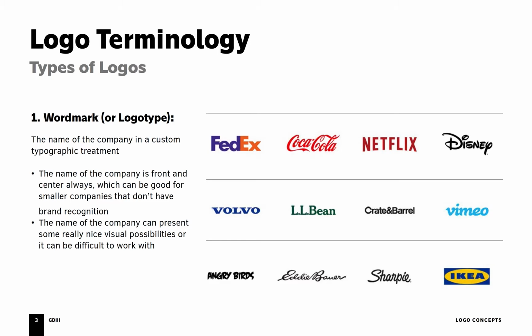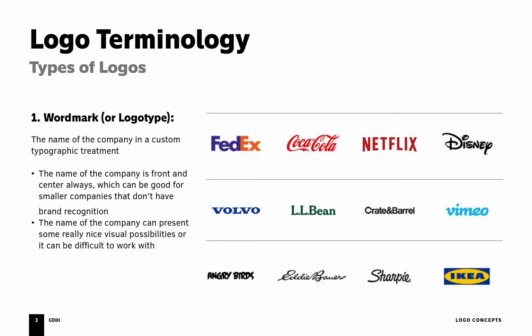Also, the name of the company can present some really nice visual capabilities, or it can be difficult to work with. So if you have a cool name, like I would argue Volvo is pretty memorable. It's got VOVO and then an L in the middle, so it's got really nice forms to work with. Vimeo is a fun name, right? Disney is a fun name. So if you have a word that is fun or that just has interesting letter forms to work with, a word mark can be a great choice.